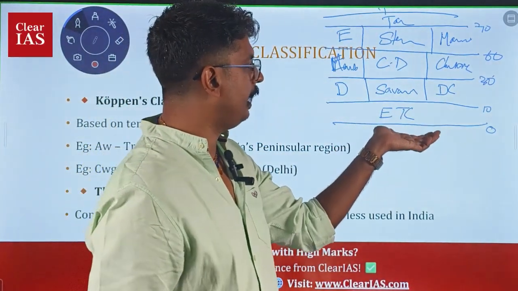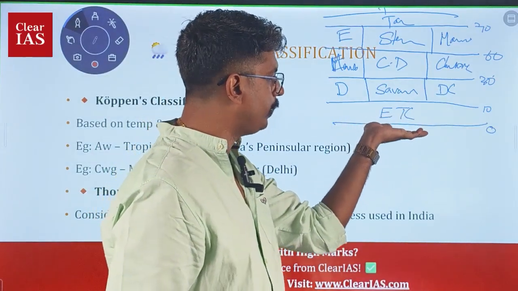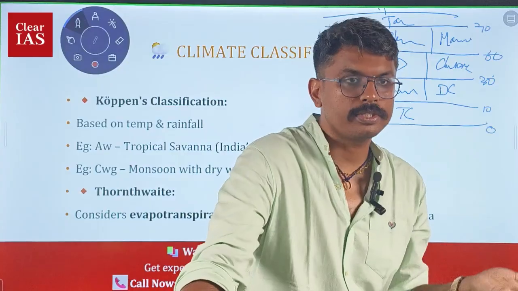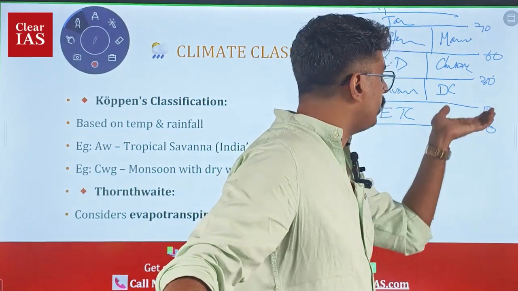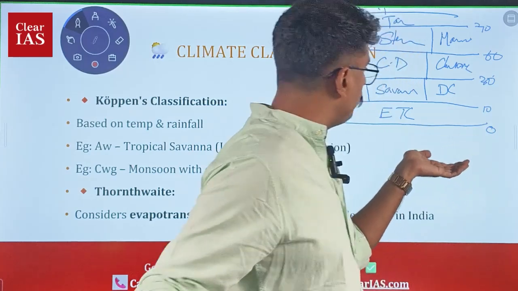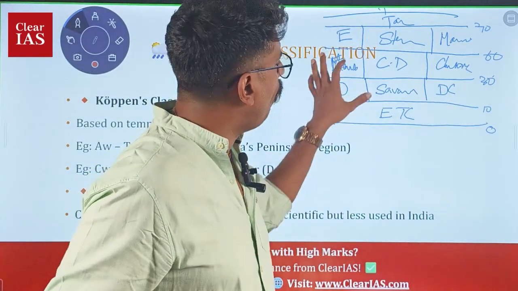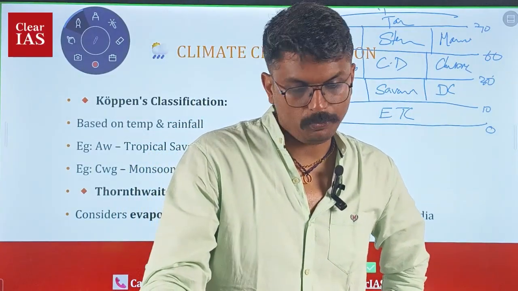And when we study climate, we have to study every climate in detail. For example, equatorial tropical climate: how much rainfall it is getting, how is the sunlight, what kind of vegetation is there. Then you will study savanna type of climate, desert type of climate. All these climates we will study in detail, one by one.